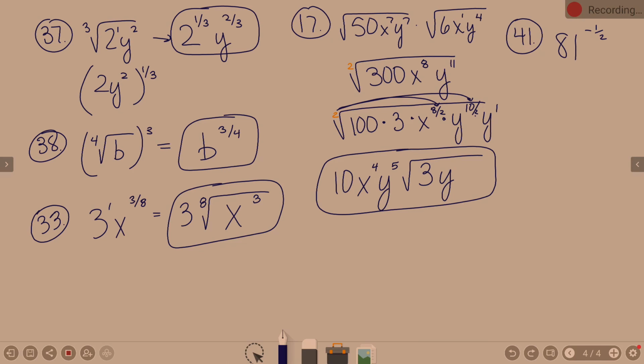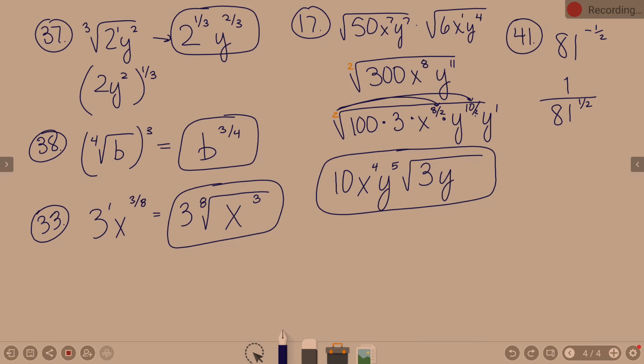Okay. 41 says 81 to the negative 1/2. First thing I notice is there's a negative exponent. How do we deal with negative exponents? We put it in a fraction. We take it to the bottom of a fraction, right? So you have to do that first. Don't try to make this a radical. You have to make this a positive exponent. So it's going to become 1 over 81 to the positive 1/2.